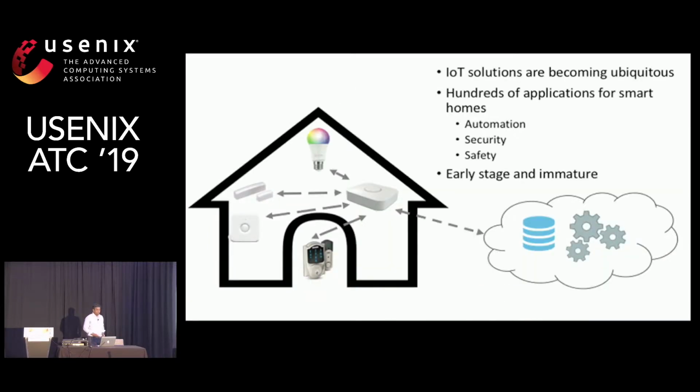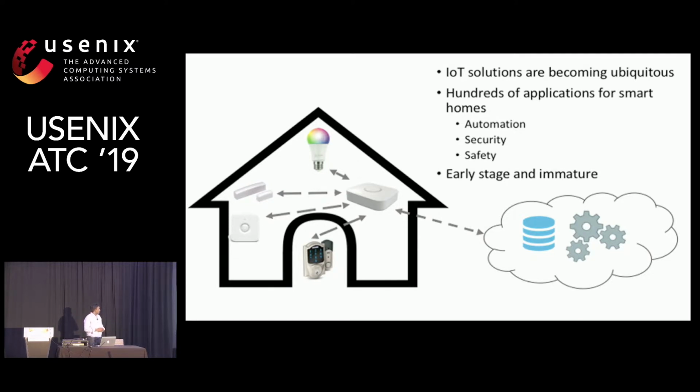IoT systems are everywhere, and people use them for all kinds of purposes like safety, security, and automation. However, they are still early stage and immature with respect to the fundamental properties they provide. In this talk, I will focus on one such fundamental property, that is reliability of IoT systems. I'll talk about one IoT domain called smart homes, although the techniques I discuss here can potentially be extended to other cyber physical domains as well.